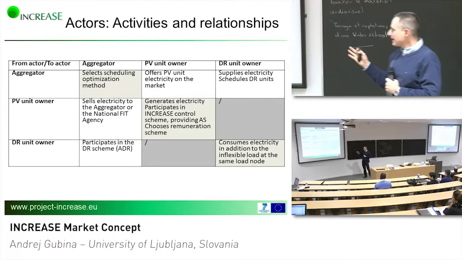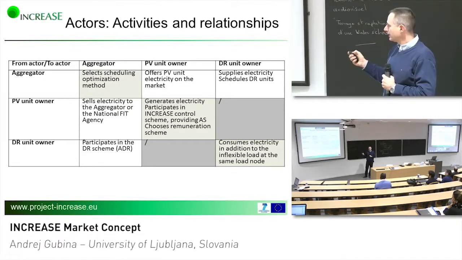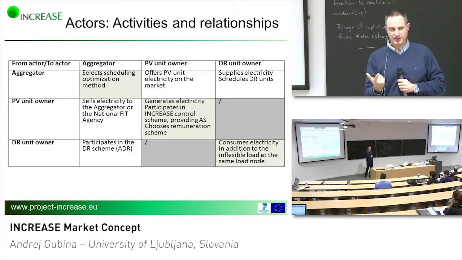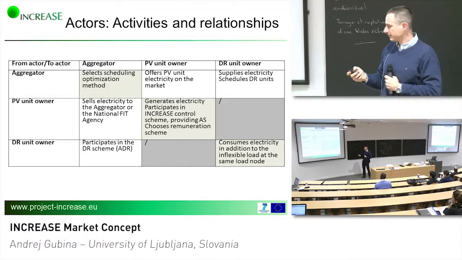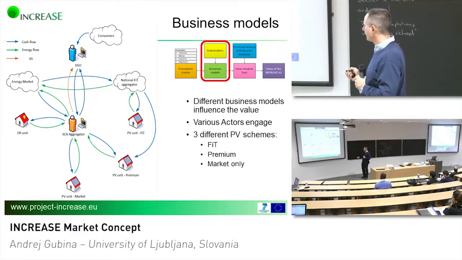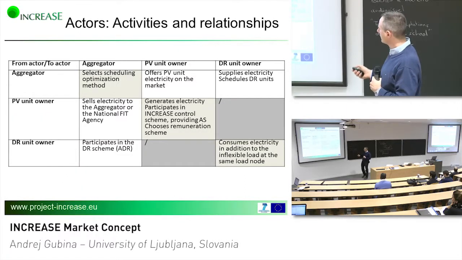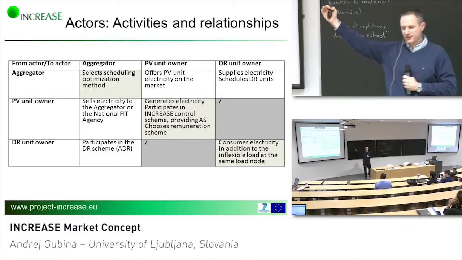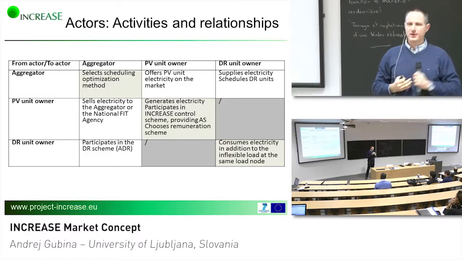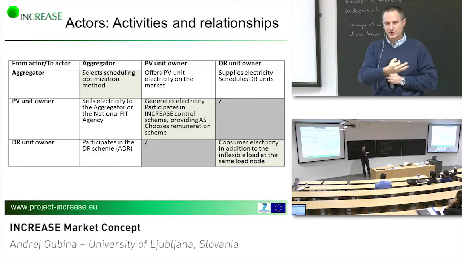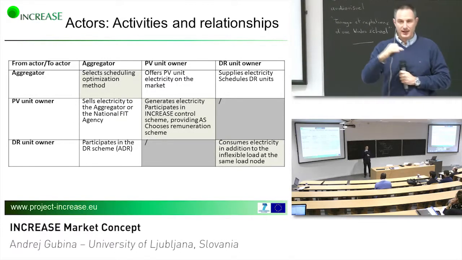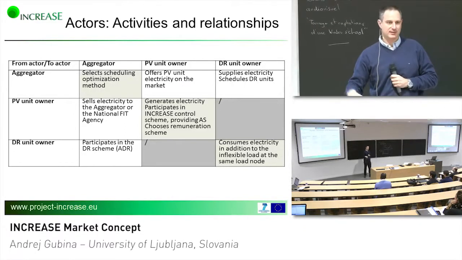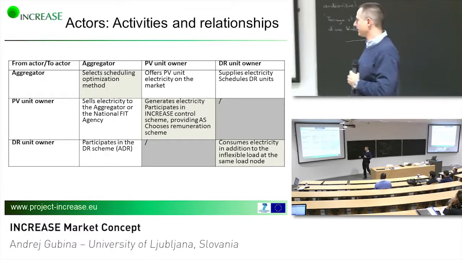And so, three slides to explain how the actors interact. One is, what do they do? Second is, how much does this cost them? And third one is, what do they earn this way? So what is the income? So we said that the aggregator selects the scheduling optimization method: either sell as much of this flexible energy on the markets, or try to help the DSO with its imbalances, and at the same time try to get as much green energy from distributed generation injected in the network. So look for minimization of the imbalances.